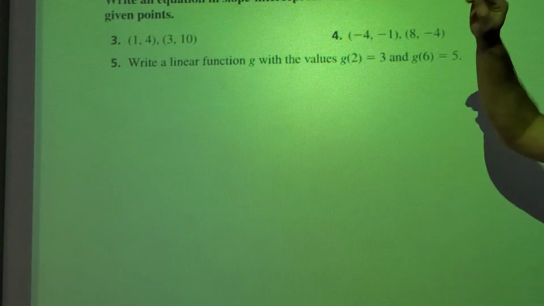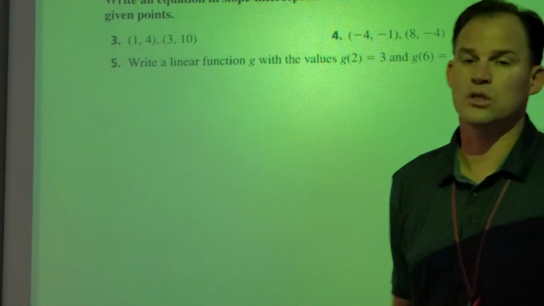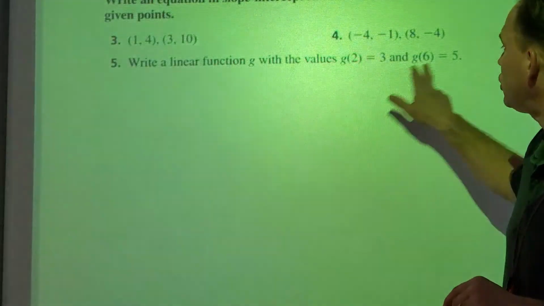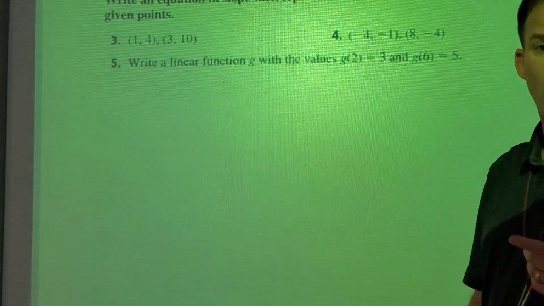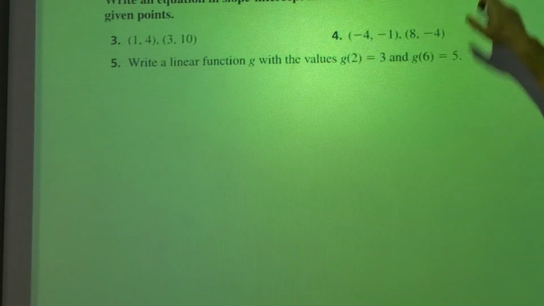So, if I give you points, you use the slope formula. Give you points, use the slope formula. If I give you points in function notation, those are just coordinate points, use the slope formula. All right, you kind of get the hint here. We're going to be doing that a lot.